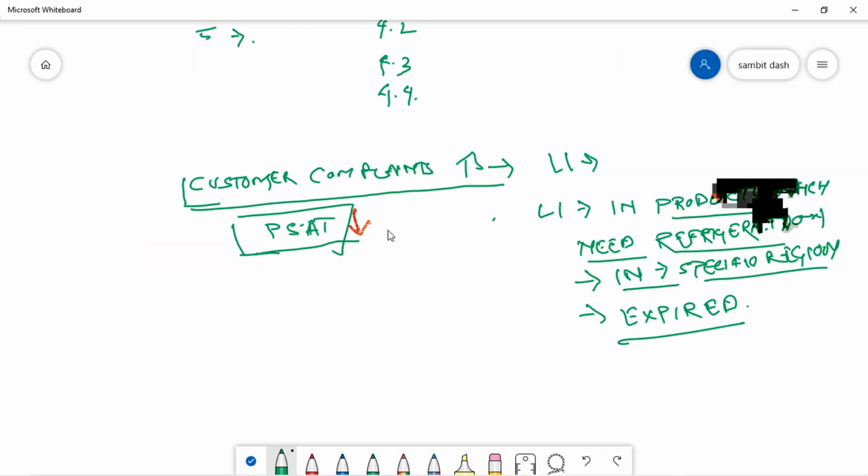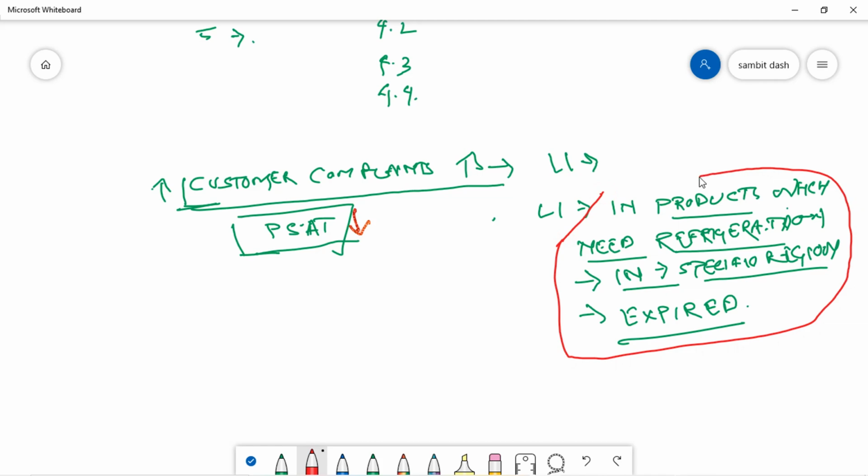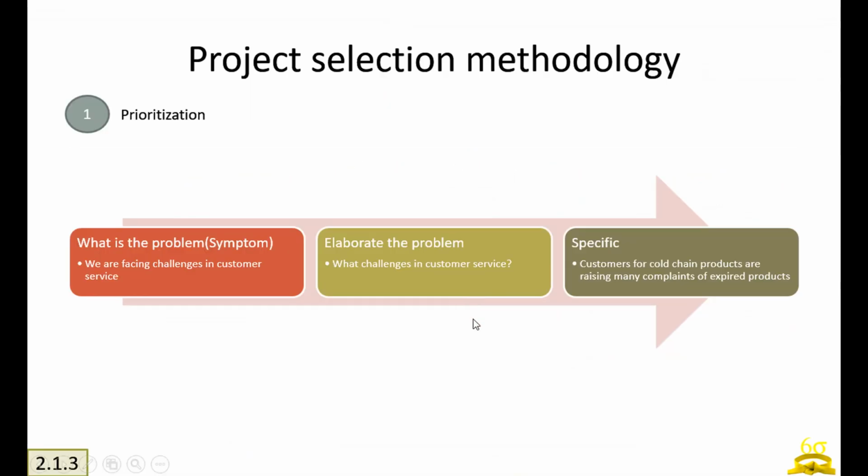So instead of saying the problem is we are receiving too many customer complaints, your problem now becomes we are receiving too many customer complaints in dairy products which need refrigeration and in a specific city or area or region, right?